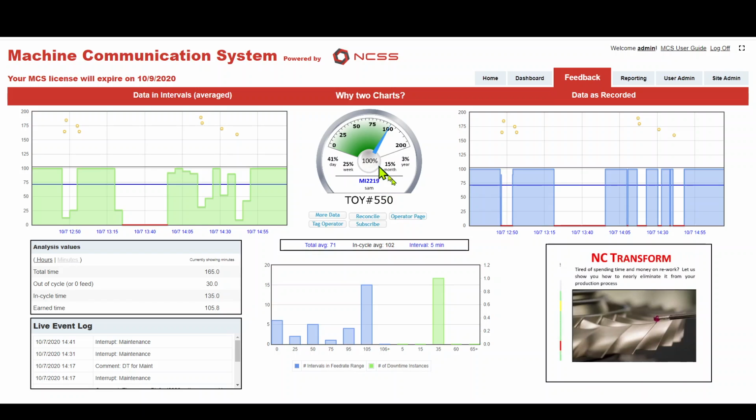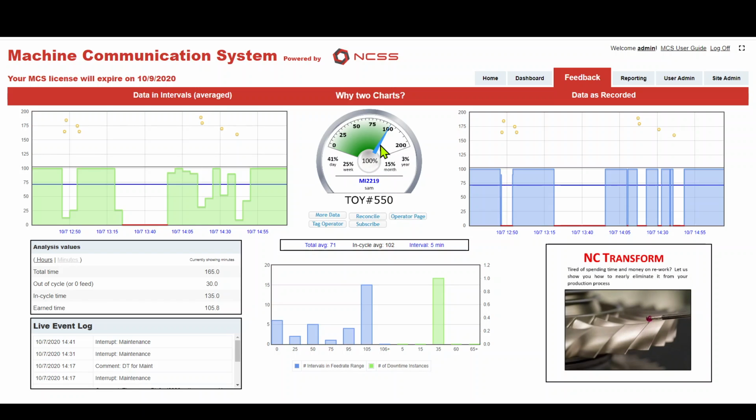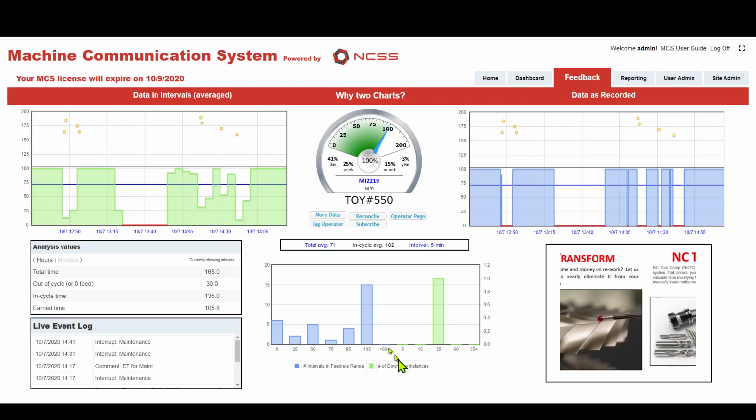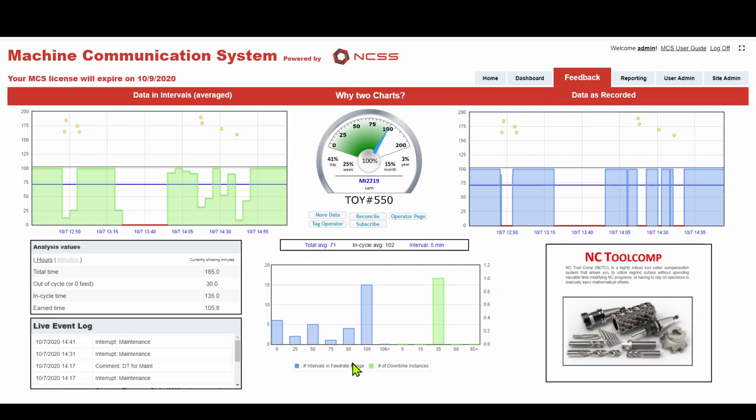gauge chart, which shows us that the machine is in cycle and at 100%. And we also have information here like our total average and our in-cycle average, which are represented by these bars right here. And we also have this nice little graph bar here. On the left, we show interval count by feed rate from the charts above. And on the right, we show the downtime occurrences by length.